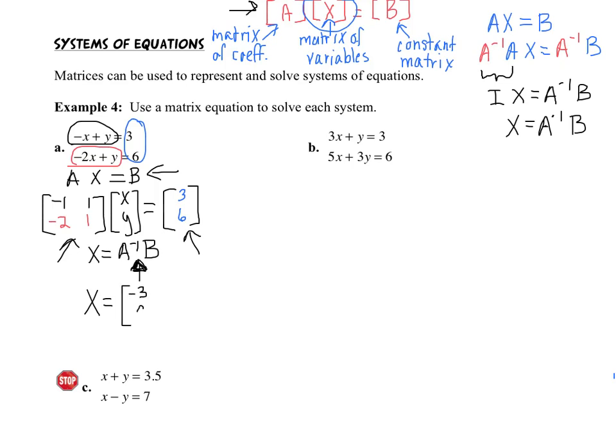Your answer will be a matrix, and in this case, that matrix is -3, 0. Okay, so then you want to write that because this is a system, and the system is an ordered pair. If it does have a solution, it's at a point. You want to write -3, 0.